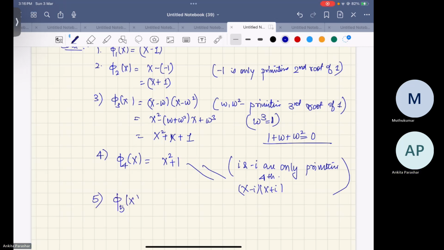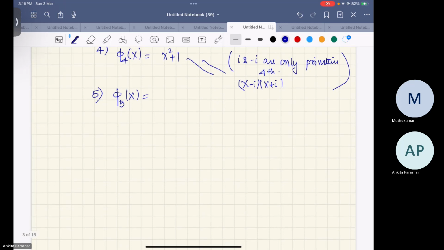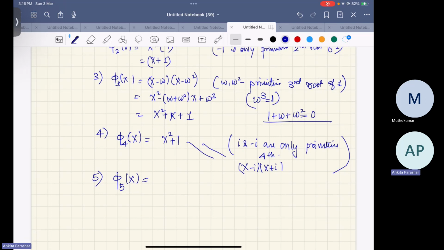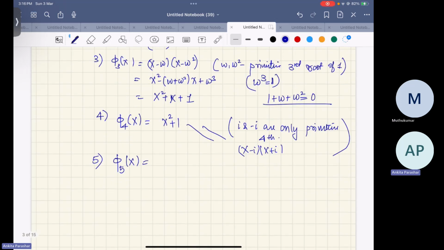What about phi 5 of x? Well, remember 5 is prime. The primitive 5th roots: cos 2 pi by 5 plus i sin 2 pi by 5, then the square of that, cube of that, power 4. So among these, with powers 0, 1, 2, 3, 4, all are primitive, right? Because 5 is prime. Agree?